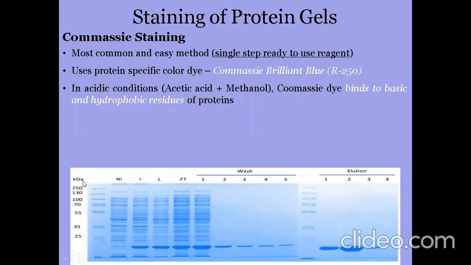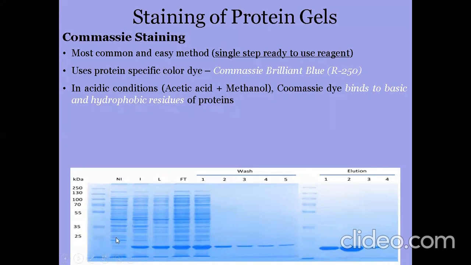On this scale, you can see this is actually a ladder, a protein marker, and for this marker we know the size of the proteins. This size is 250 kilodalton, this is 130, this is 100, this is 70, this is 55, 35, 25, and so on. So if our desired protein is, say, 20 kilodalton, it will be here.